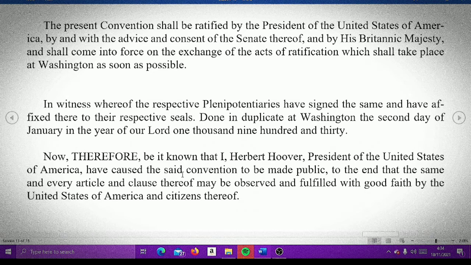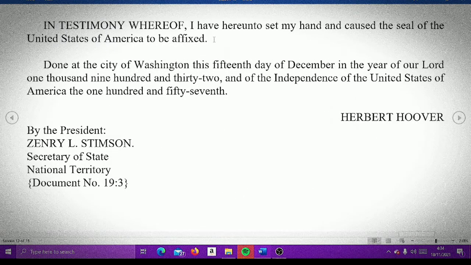Now, therefore, be it known that I, Herbert Hoover, President of the United States of America, have caused the said convention to be made public, to the end that the same and every article and clause thereof may be observed and fulfilled with good faith by the United States of America and citizens thereof. In testimony whereof I have hereunto set my hand and caused the seal of the United States of America to be affixed. Done at the city of Washington, this fifth day of December in the year of our Lord 1932, and of the independence of the United States of America, the 157th. Herbert Hoover, by the President, Henry L. Stimson, Secretary of State. National Territory Document Number 1903.